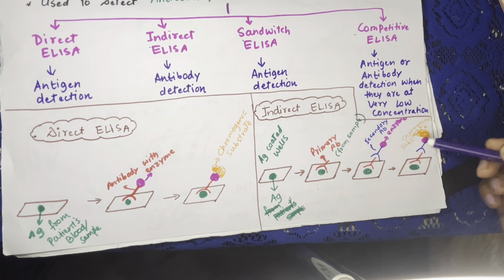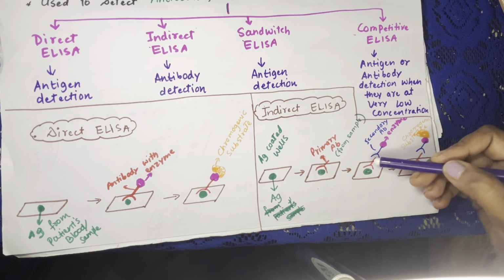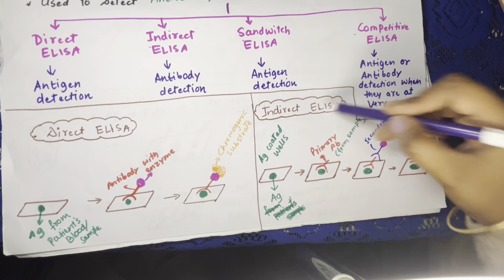If it is present, then only the secondary antibody will bind, and then only the substrate will bind to the enzyme, and then only color will be there. If there is no color, that means there is no primary antibody in the sample.